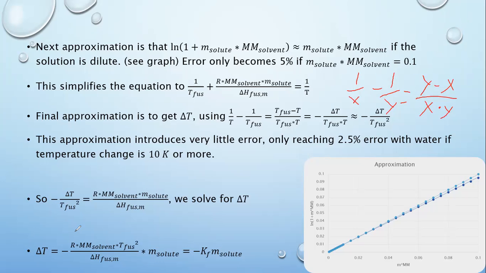So from there, multiplying the negative back over, you get delta T equals negative R times molar mass of solvent times T fusion squared over delta H fusion, times molality. So R times your molar mass of solvent times your freezing point of solvent squared, over the enthalpy of freezing for your solvent, is your constant K. Constant K. That is how they get those magical numbers.